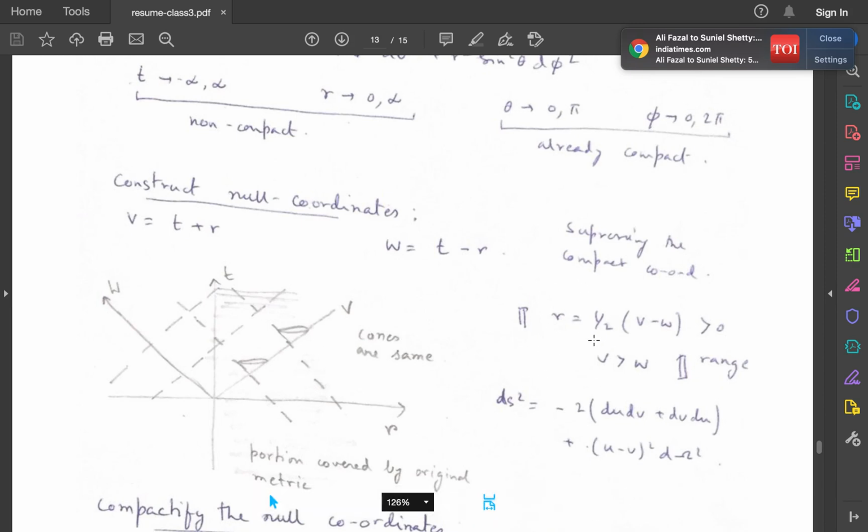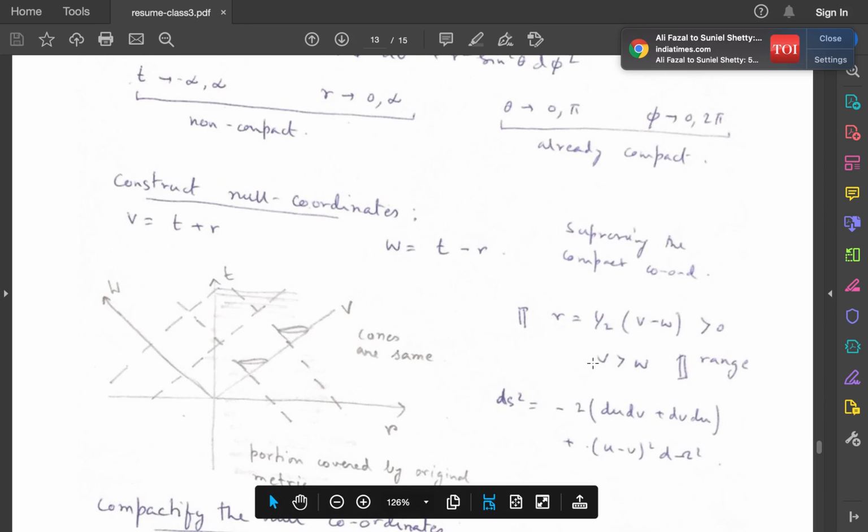So r should be equal to half of v minus w. From these two equations you can solve that r is half of v minus w, and this should be greater than 0. This is the range, and if I plot this range in this diagram, you see that only this part of the portion is covered by the original metric. This part we are looking into, not this part, because here v minus w should be greater than 0.